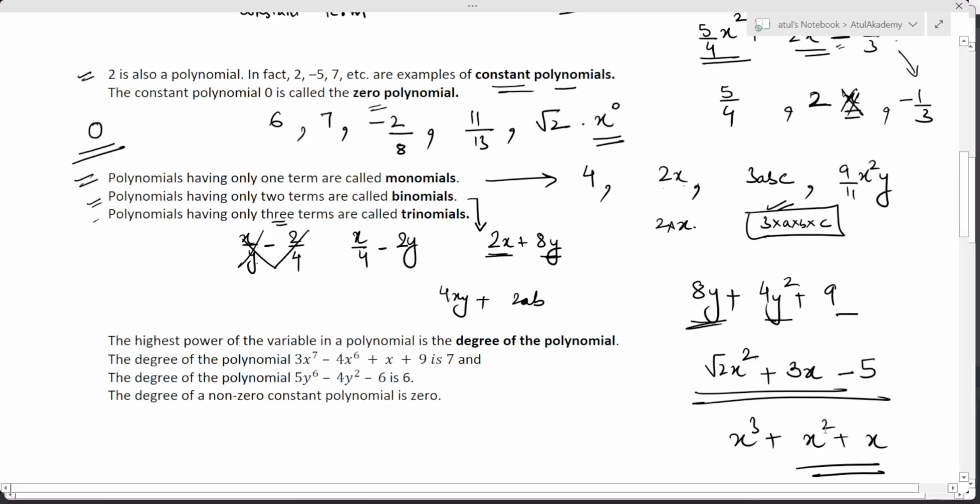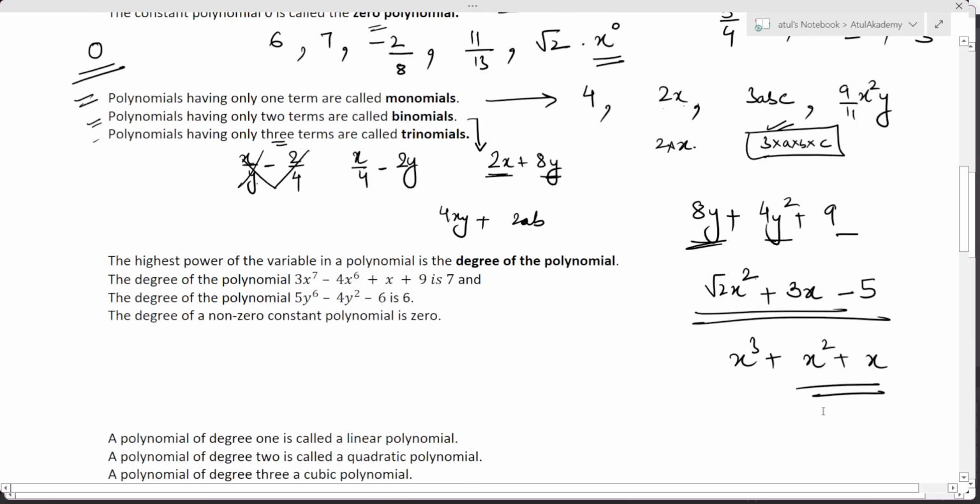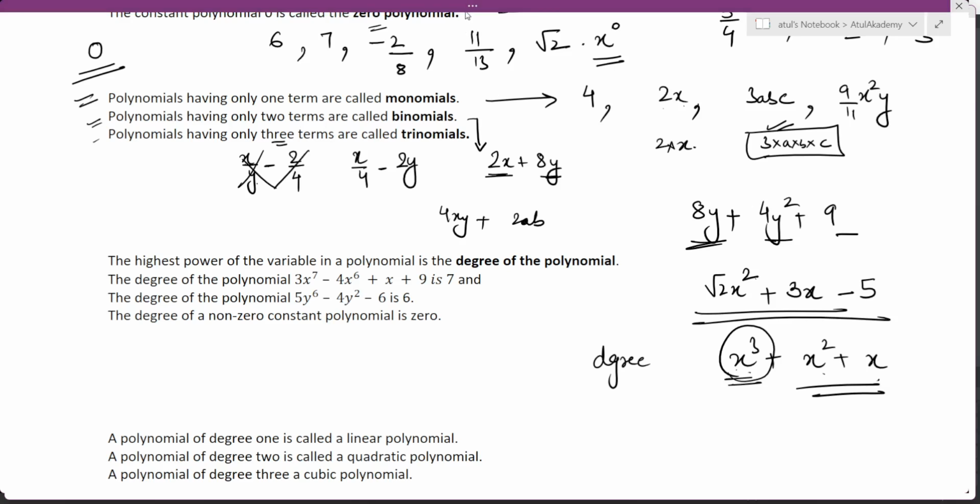Now let's talk about the degree of a polynomial. We have seen so many polynomials over here. Let's talk about this. What is the highest power of x in this? Highest variable is x only, one variable. Highest power of this x is 3. So that's the degree of this polynomial. So degree of this polynomial is what? It's 3 over here.